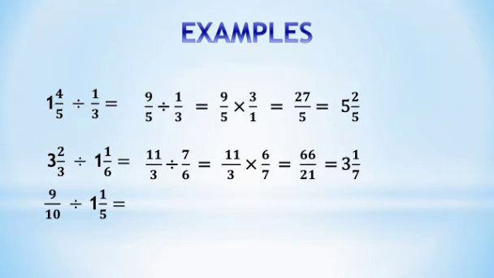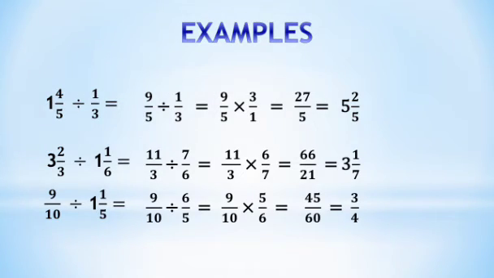We will multiply 11 and 6, we will get 66 in the numerator, and after multiplying 3 and 7, we will get 21 in the denominator. So the fraction 66 upon 21 will get changed to the mixed fraction 1 upon 7. Now just have a look at the third example. So I hope you have understood how we divide fractions when a mixed fraction is given.